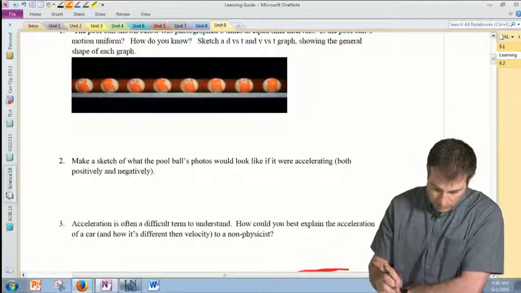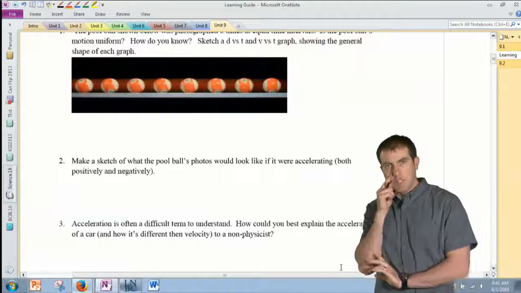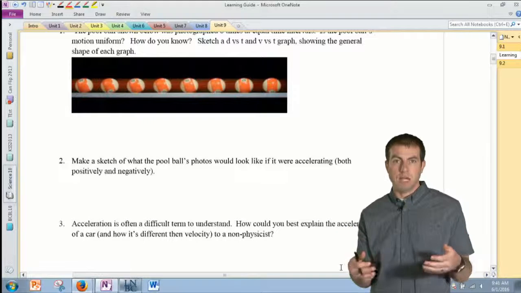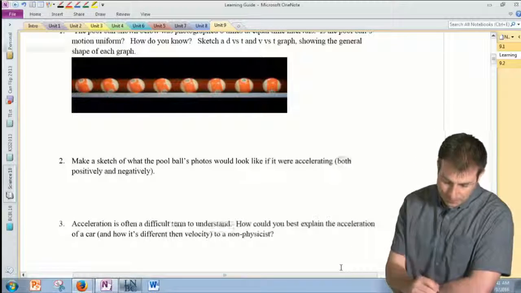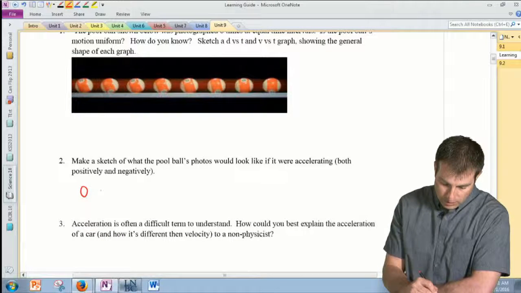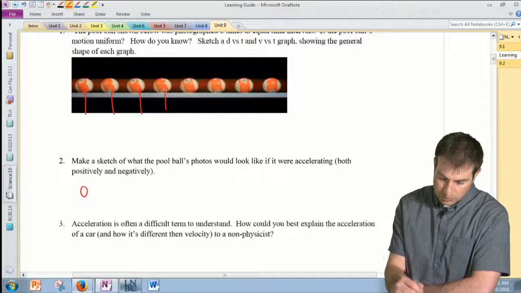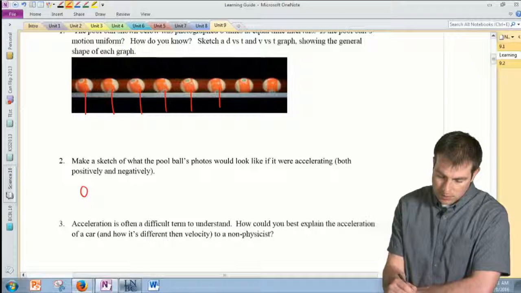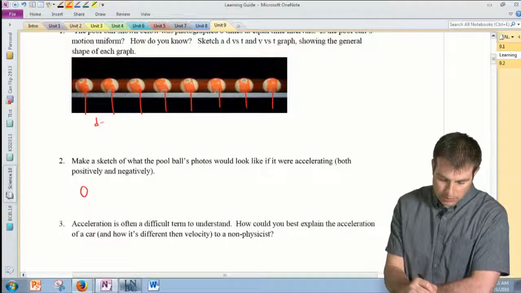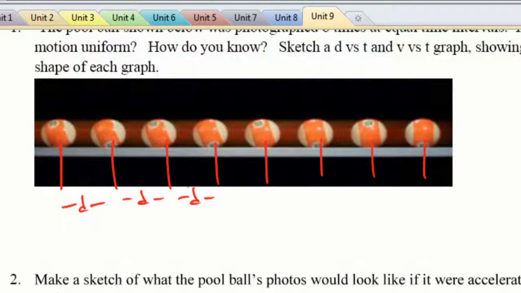Okay, so if the pool ball were to accelerate, that means it's traveling a greater distance in the same time interval. So if I have my pool ball, you can see here it's at very regular intervals. The flash happens. The distance from here to here is the same as the distance from here to here, and the same as from here to here.